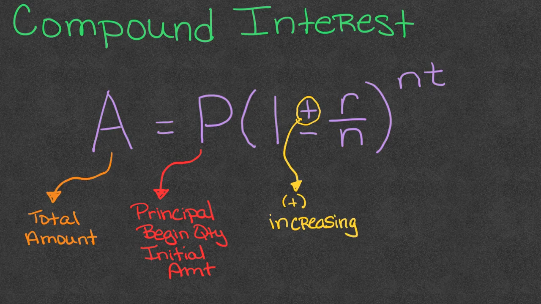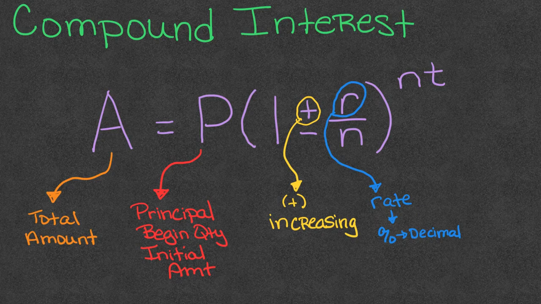Our next variable is our R, which we've already discussed is the rate. Here again, let me just reiterate that you need to make sure that you are going to change that from a percent to a decimal. Do not forget, that's super important.